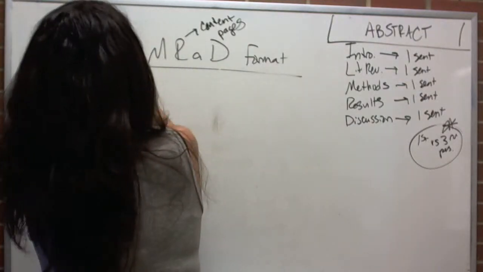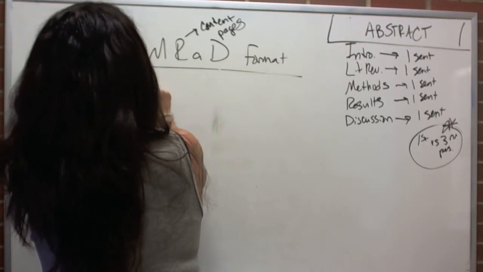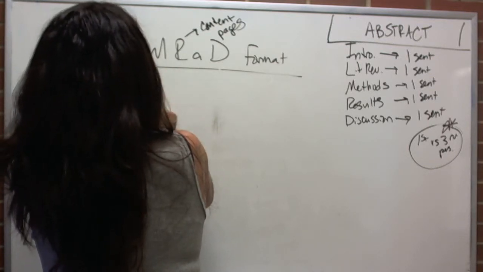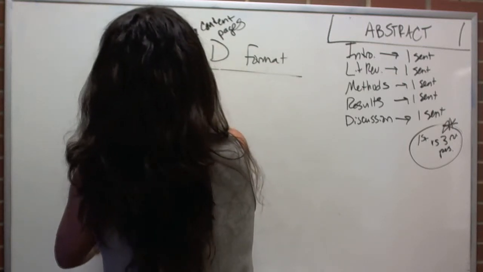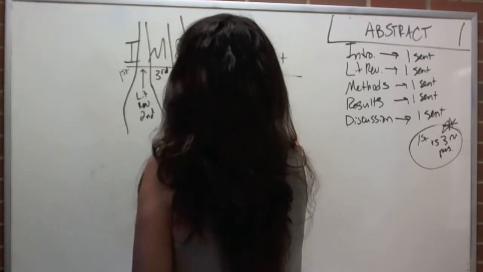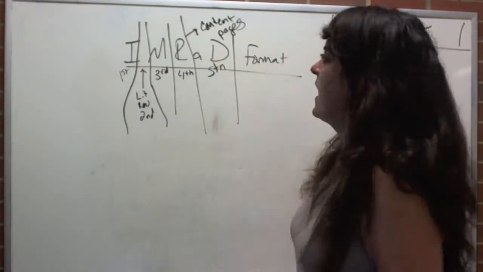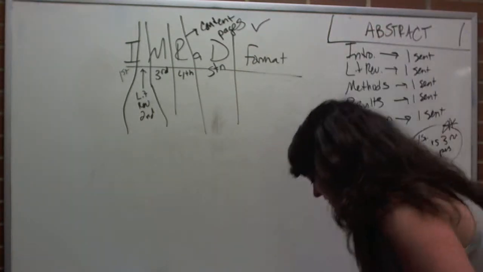So we've got the first section, and then a little review right here is the 2nd section, 3rd section, 4th, 5th. And then you are done with your content pages.